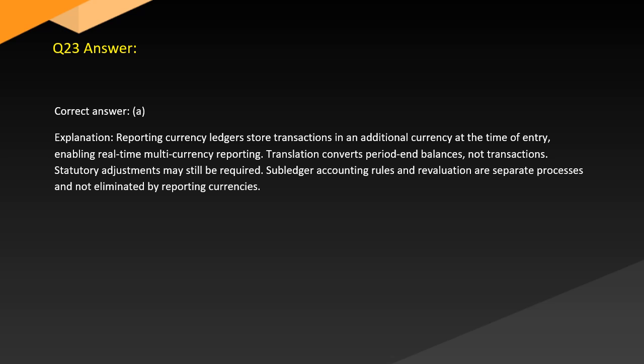Answer. Correct answer: A. Explanation. Reporting currency ledgers store transactions in an additional currency at the time of entry, enabling real-time multi-currency reporting. Translation converts period-end balances, not transactions. Statutory adjustments may still be required. Subledger accounting rules and revaluation are separate processes and not eliminated by reporting currencies.